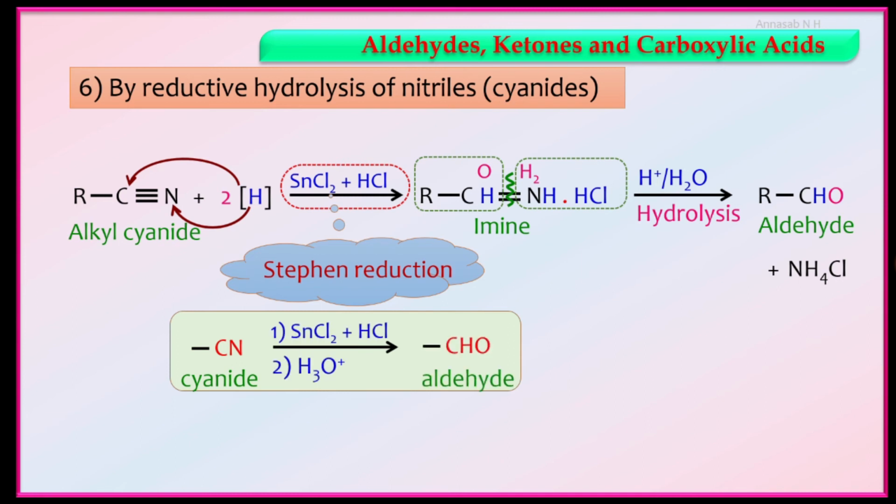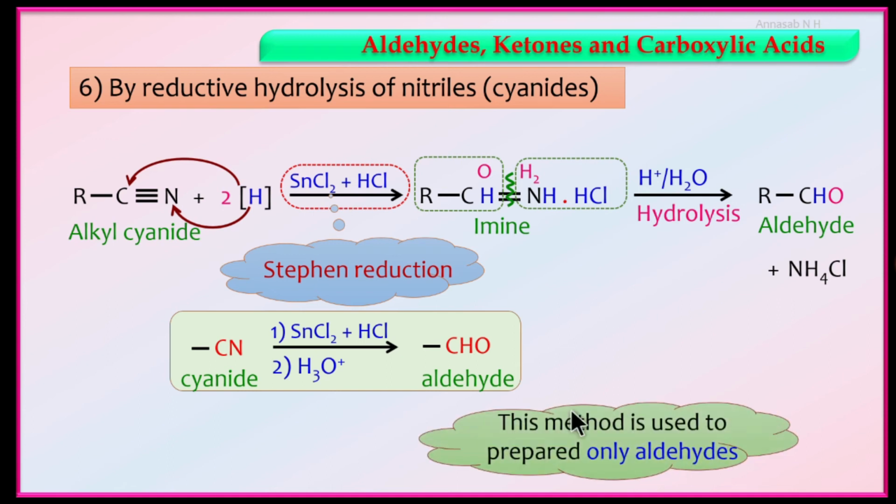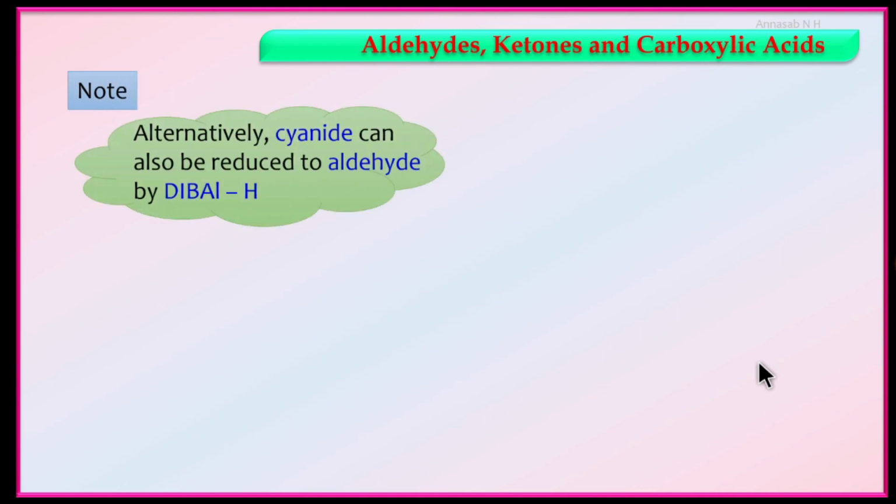And remember dear students, this process is applicable only to the preparation of aldehydes. We cannot prepare ketones as we are adding hydrogen atoms to the cyanide group. Hence we can prepare only aldehydes, not ketones. Moving further, we have another alternative method for the preparation of aldehydes from cyanides, and again it is a reduction process, and the catalyst used here is Dibal H.